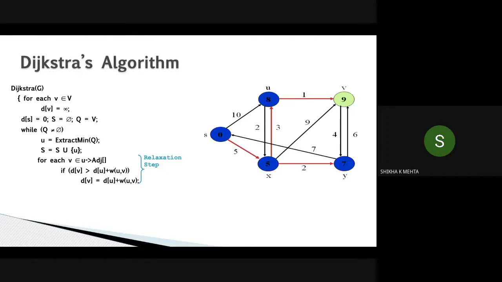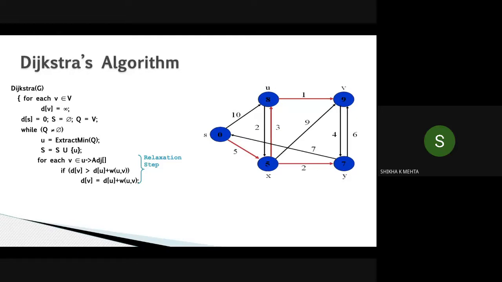Now we see this particular vertex. All the other vertices are already relaxed, and the only vertex which is connected to V is Y. If we try to relax this Y, we see it will get a new value of 13. 9 plus 4 is 13, and its existing value is 7. So we need not apply that relaxation over here, because this condition is not satisfied, that is, if D of V is greater than this. Since D of V is less than this, this particular relaxation will not be applied.